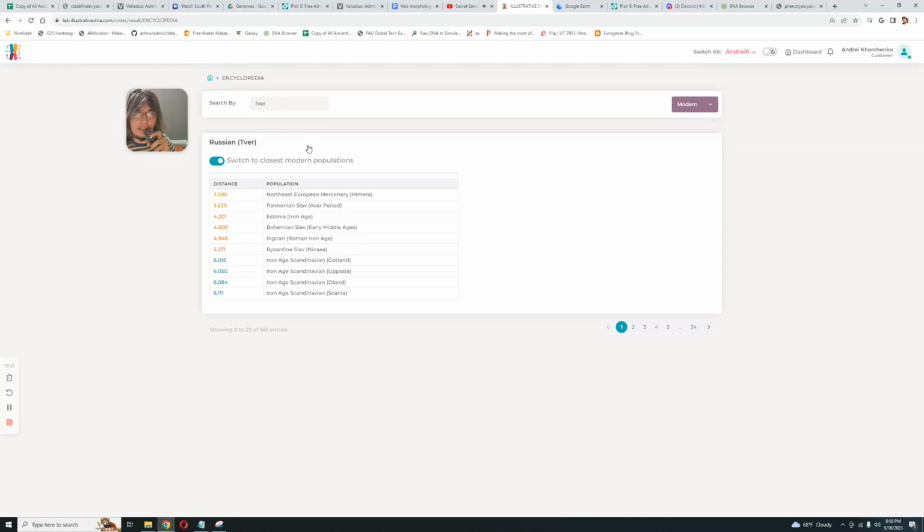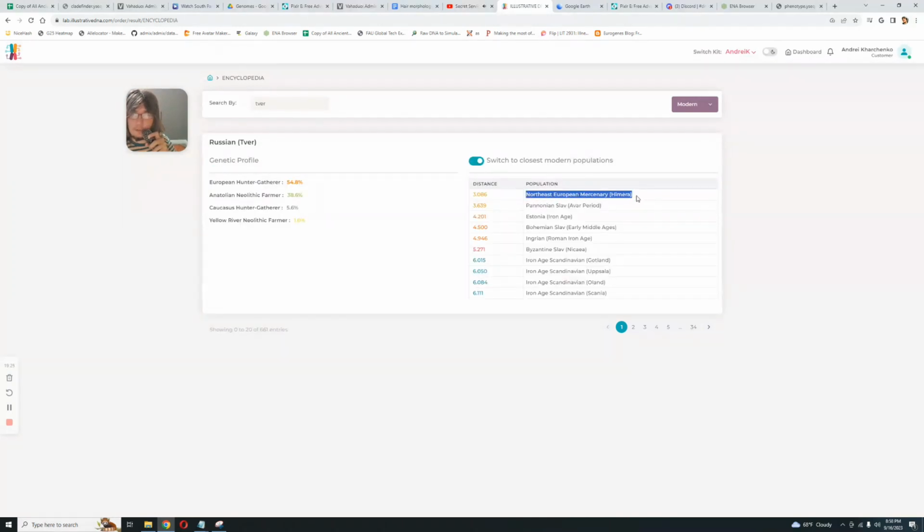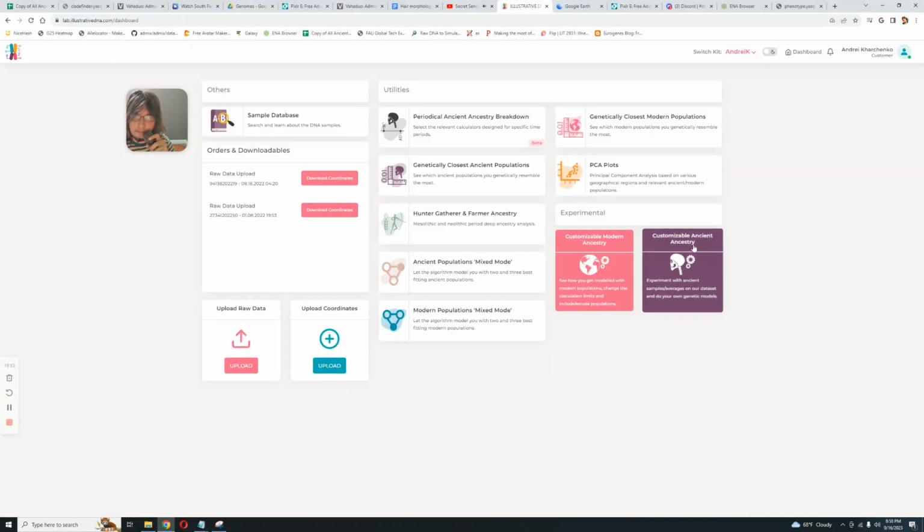Let's look up Tver. As I told you, it's very Slavic. Tver is closest to Northeast European Chimera Slavic, Pannonian Slav Slavic, Iron Age Estonian, Bohemian Slav, Hungarian. It is most similar to various Slavs. And in terms of modern populations, Ryazan, Kursk, Yaroslavl, Oryol, Voronezh, Dnipro from Ukraine, Kaluga, Pskov, Ukrainian. Yeah, the Russians from Tver are basically just typical Eastern Europeans. Russians from Pinezhsk are not. Very different populations.